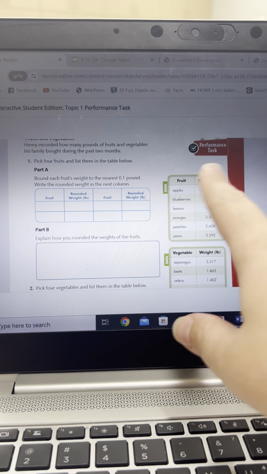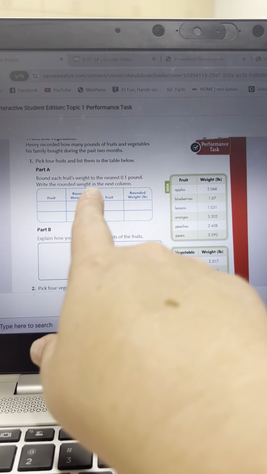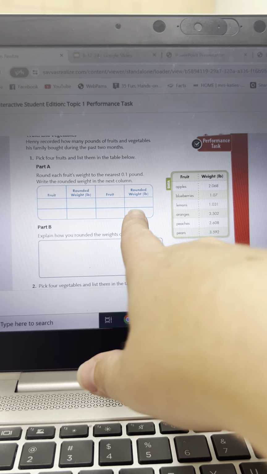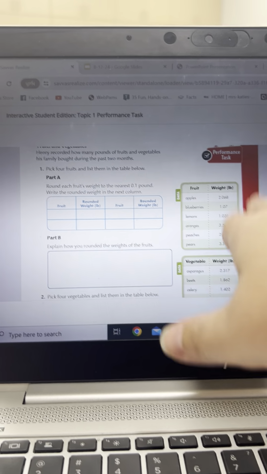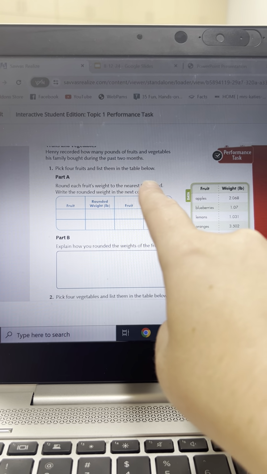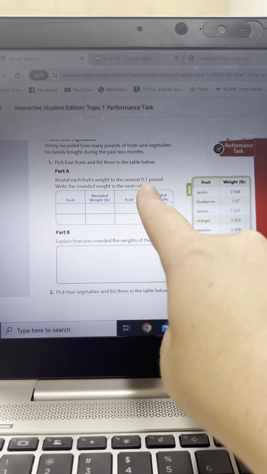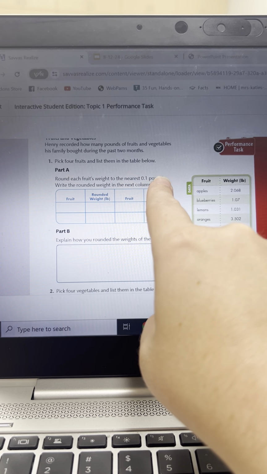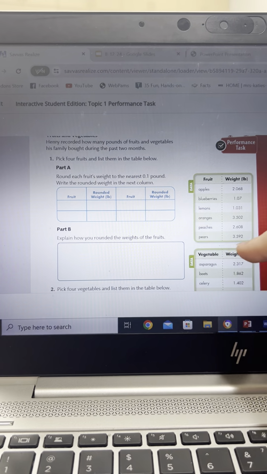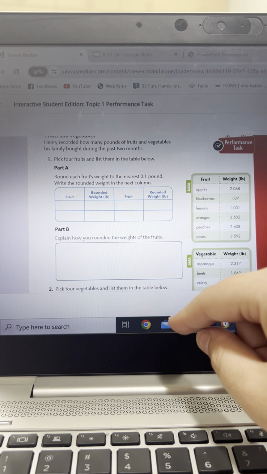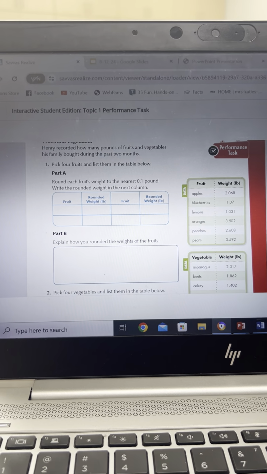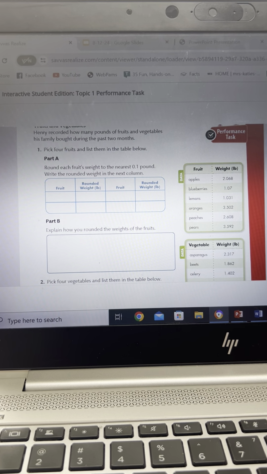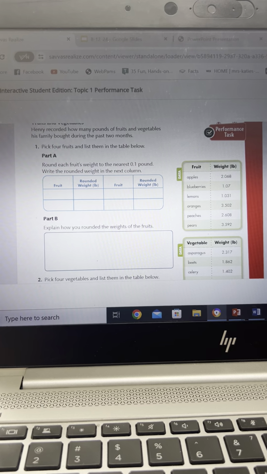The first chart, they had to pick 4 fruits that they wanted, and then they had to round each fruit that they picked. When I went over it, I rounded all of them. The top is to the nearest 10th pound. I know it says 0.01. I'm sorry, 0.1 pound, but that's tenths. At the bottom, it's gonna be nearest 100th, okay? I'm gonna go ahead and round all of them because I don't know what your child picked.